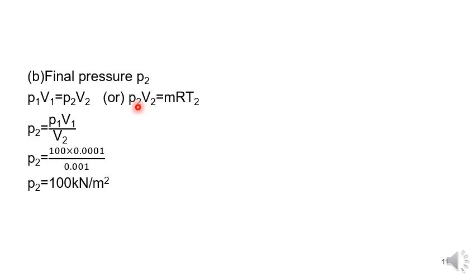So students, try with this formula, P2 V2 is equal to M R T2. By substituting all the values we will get the P2 value. And what is the third bit? Work transfer.